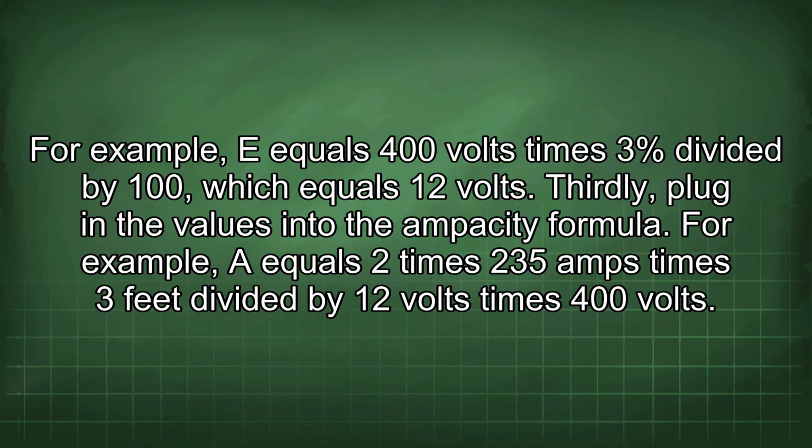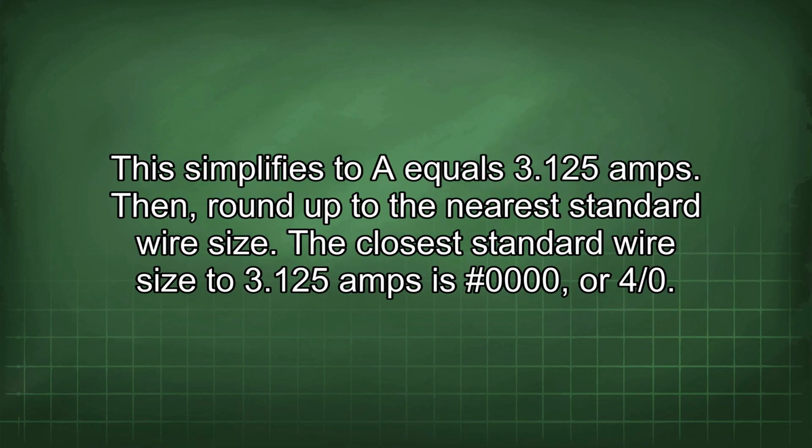Thirdly, plug in the values into the ampacity formula. For example, I equals 2 times 235 amps times 3 feet divided by 12 volts times 400 volts. This simplifies to 3.125 amps.